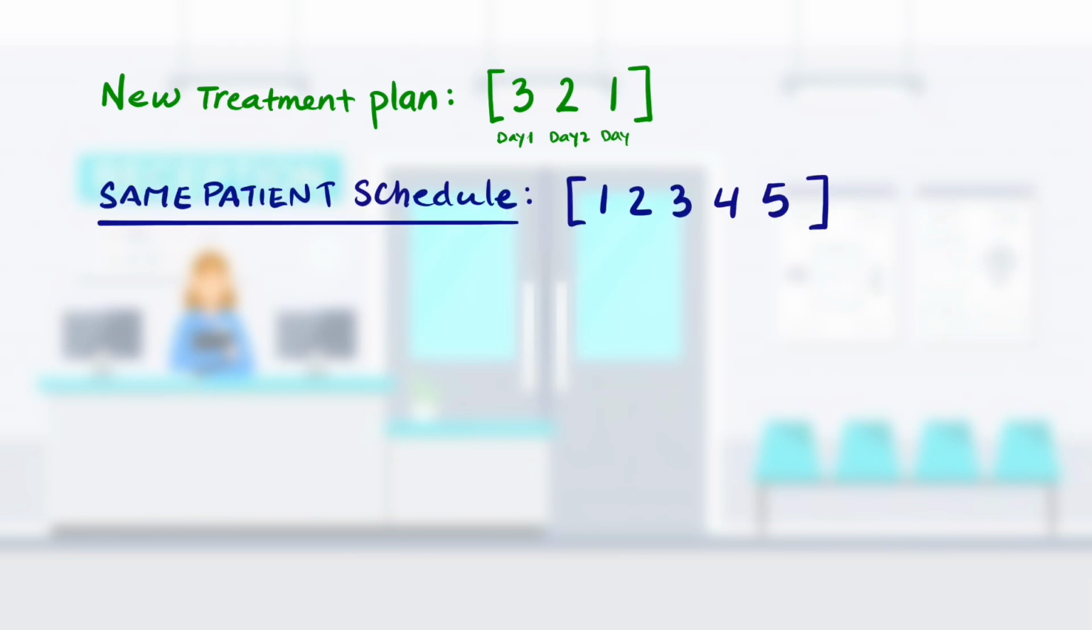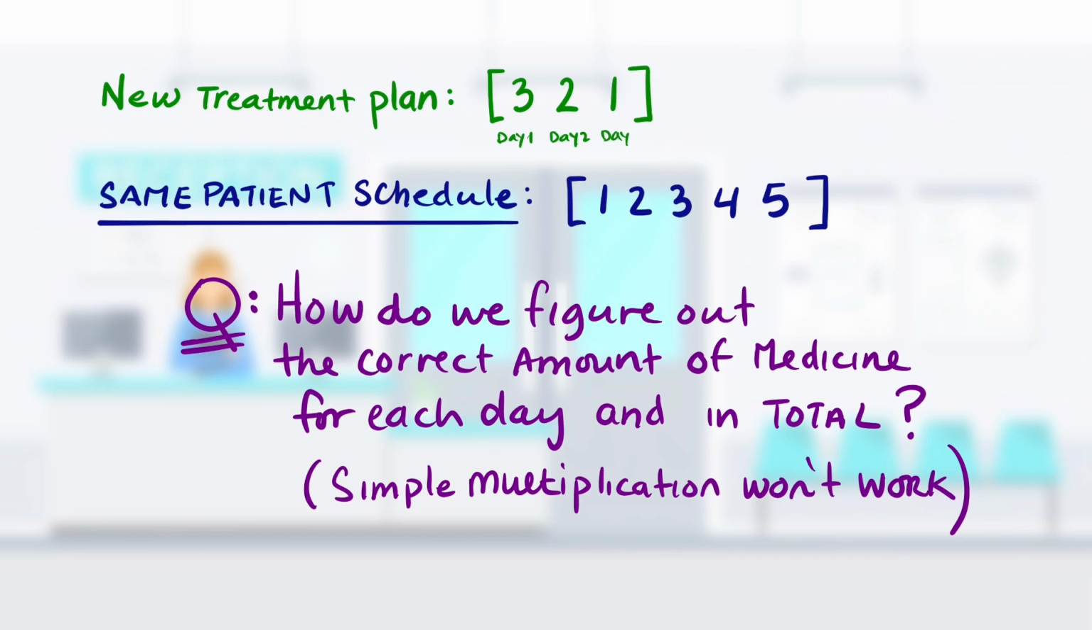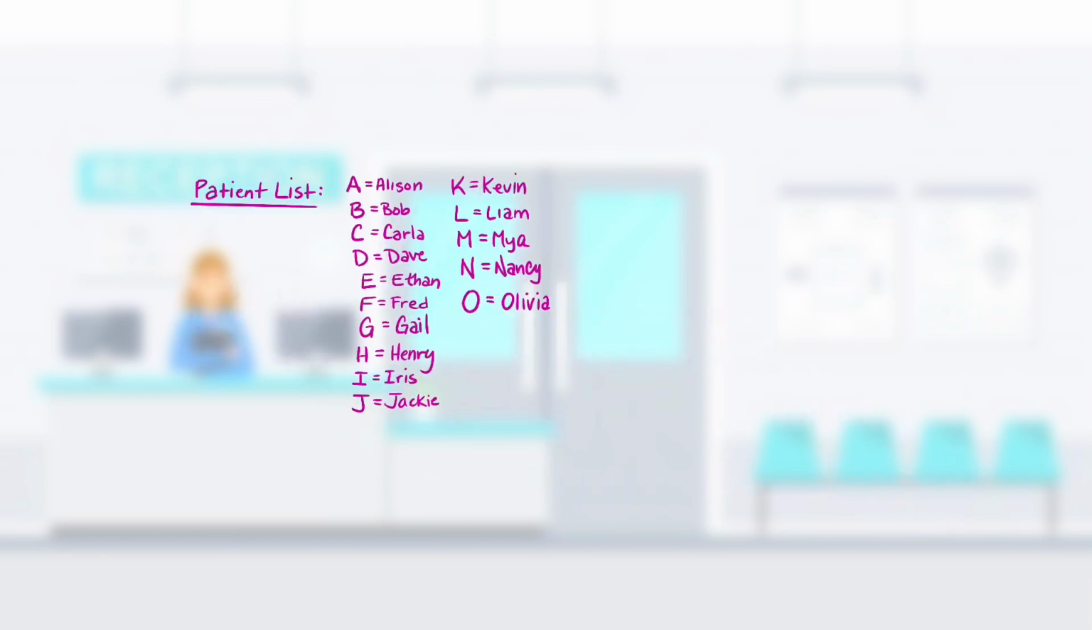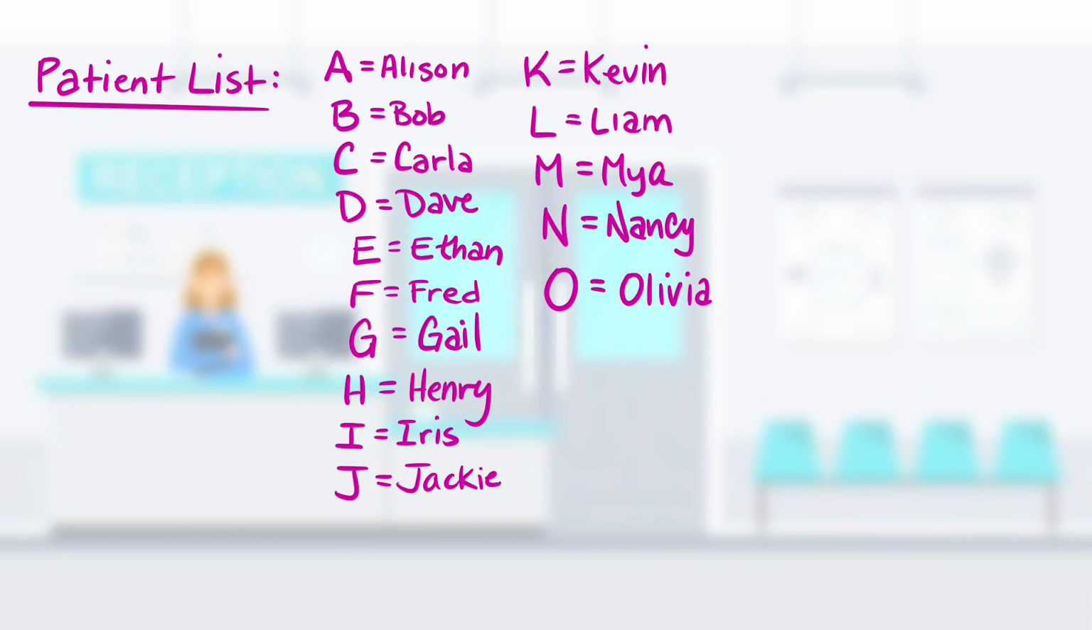But now a simple multiplication won't do the trick. How will we figure out the correct amount of medicine for each day and in total? To understand the logistics of this nightmare, we're going to have to really work it out brute force. So here's a suggested patient list. We'll use A for Allison, B for Bob, C for Carla, D for Dave, and so on.